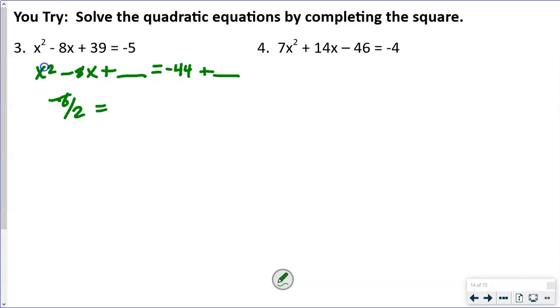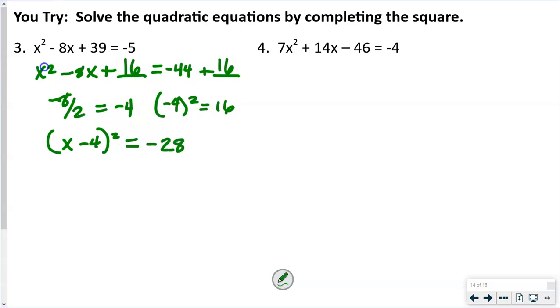So once again, we're going to take our negative 8 divided by 2. That gives us negative 4. That's what we're putting down here in our set of parentheses. And then we're going to take that negative 4 and we're going to square it. That's going to give us 16. So we're going to put that 16 back up in our blanks. And when we do negative 44 plus 16, we get negative 28. So this is going to be equal to negative 28 here.